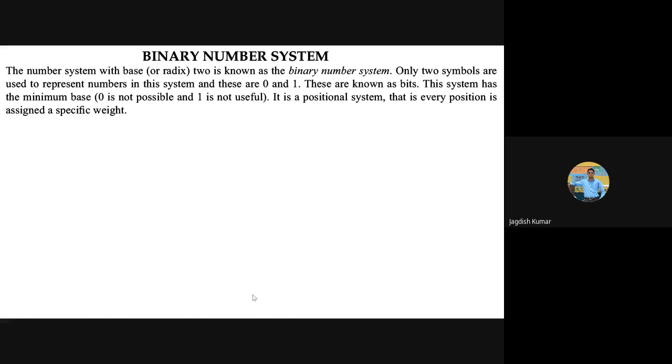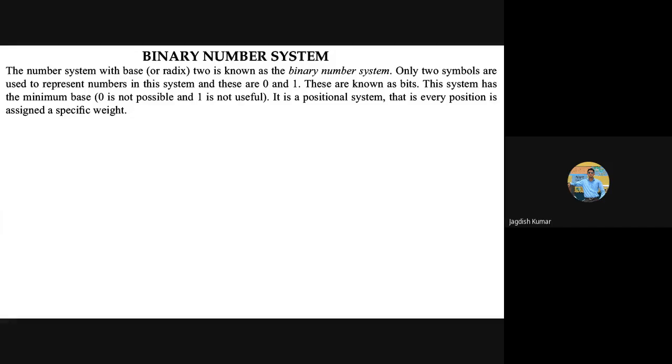And this is a positional system, meaning every position is assigned a specific weight. I already told you what the meaning of weight is for a particular digit appearing at a specific position.